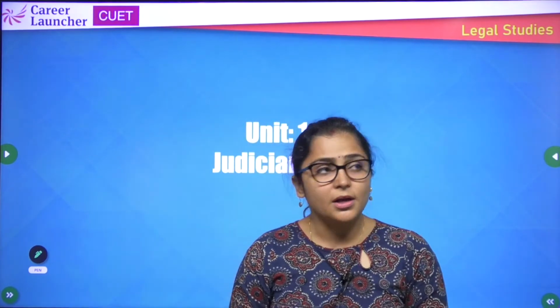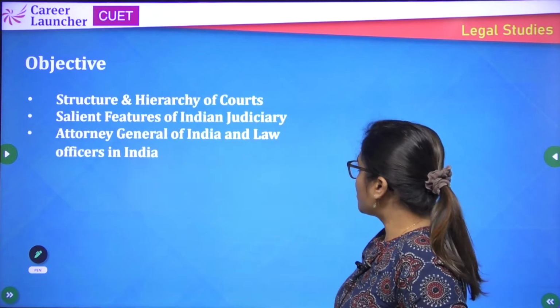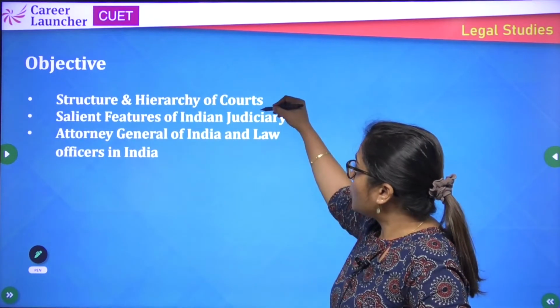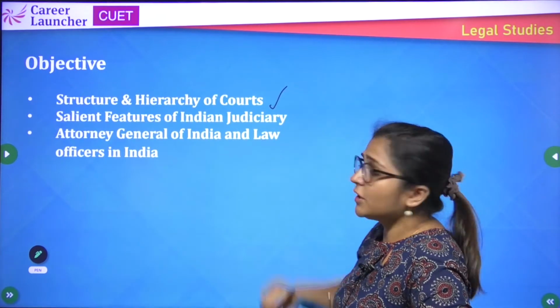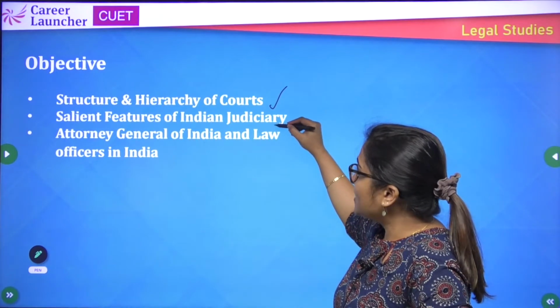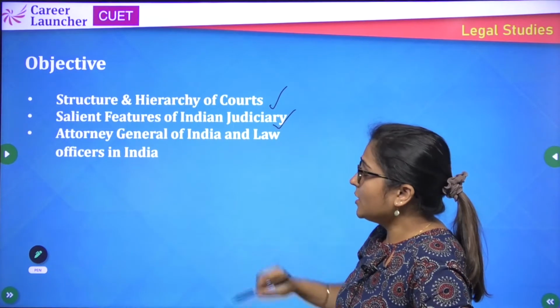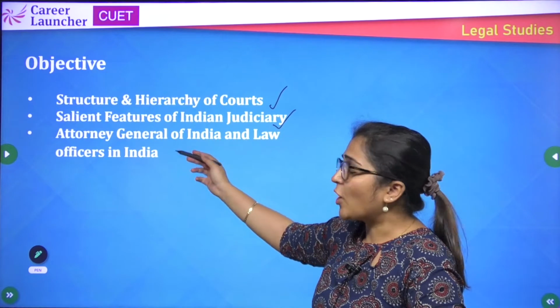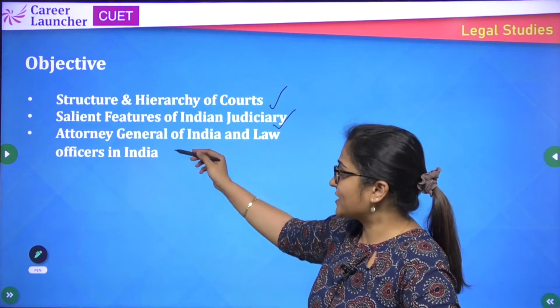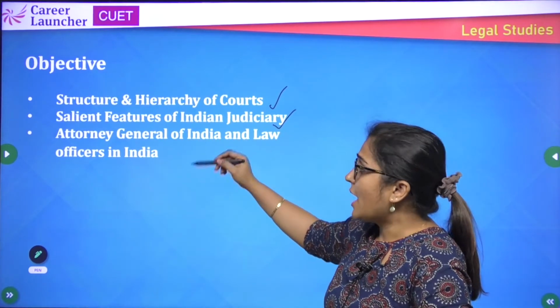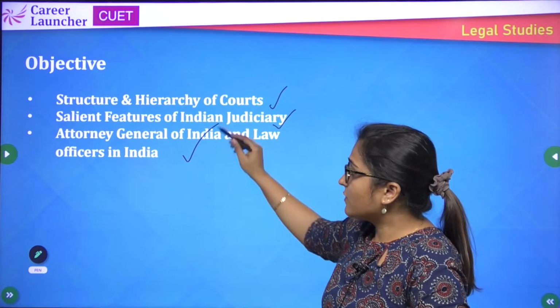So I'll cover it in two aspects. In the first aspect, we'll go ahead with the basic structure of judiciary. This is all about the first chapter, where we are talking about structure and hierarchy of the courts. Then we are talking about the salient features of Indian judiciary. Then there are certain appointments which are done under the Constitution, for example Attorney General of India and the law officers in India. So we'll also cover these aspects.